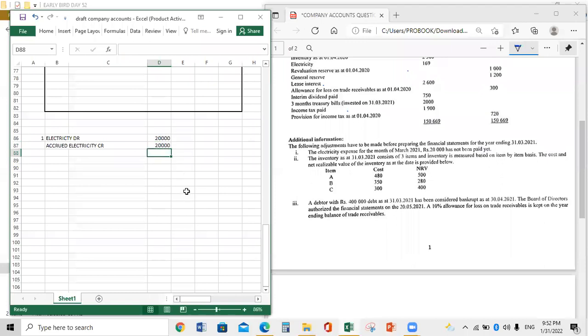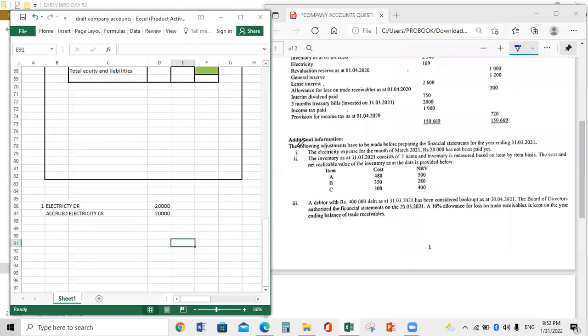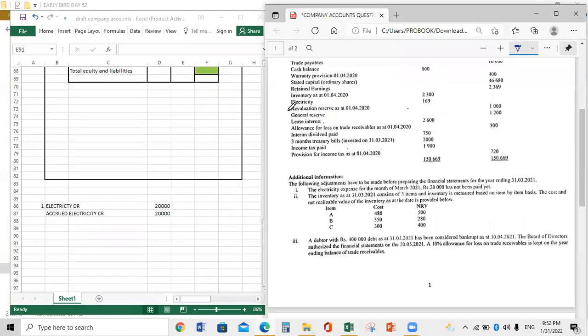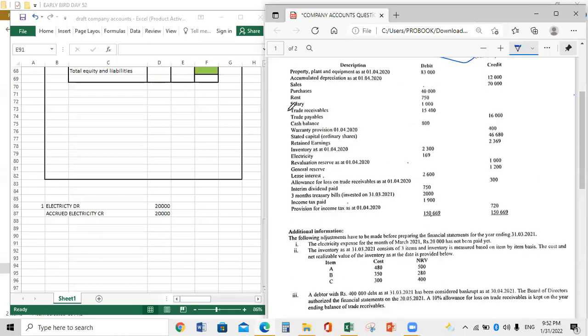So guys, let's quickly go and record. Before you debit the electricity, always check the trial balance, whether they have already given you any electricity. Have they given, guys? Yes or no? Yes, see, they have given electricity expense. How much is it?